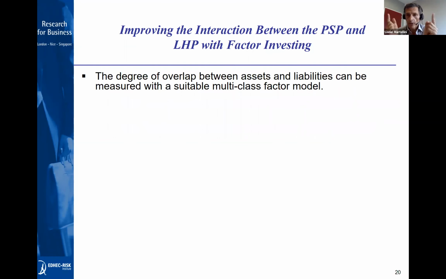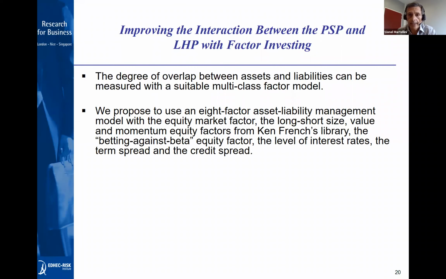First of all, you can measure the degree of overlap between assets and liabilities with a multi-class factor model. So as opposed to having a factor model for the assets, let's say for equity, and a factor model for the liabilities, in this case for changes in the yield curve, I'm going to try and come up with a comprehensive multi-asset, stock and bonds if you will, factor model. Now, in the paper, we use a very simple 8-factor asset liability management model with the standard equity factors plus some fixed income factors.